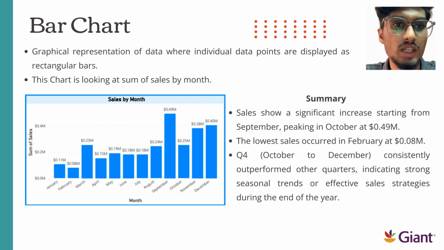Let's summarize the chart. Sales show a significant increase from September, peaking in October at 490,000. The lowest sales occur in February at 80,000. Q4, October to December, consistently outperformed the other quarters, indicating strong seasonal trends or effective sales strategy during the end of the year. Next is the area chart.